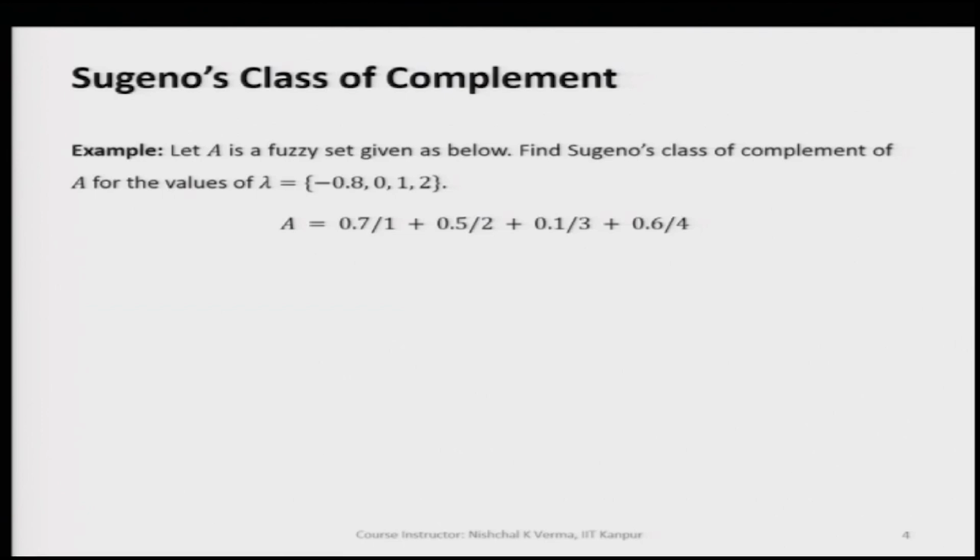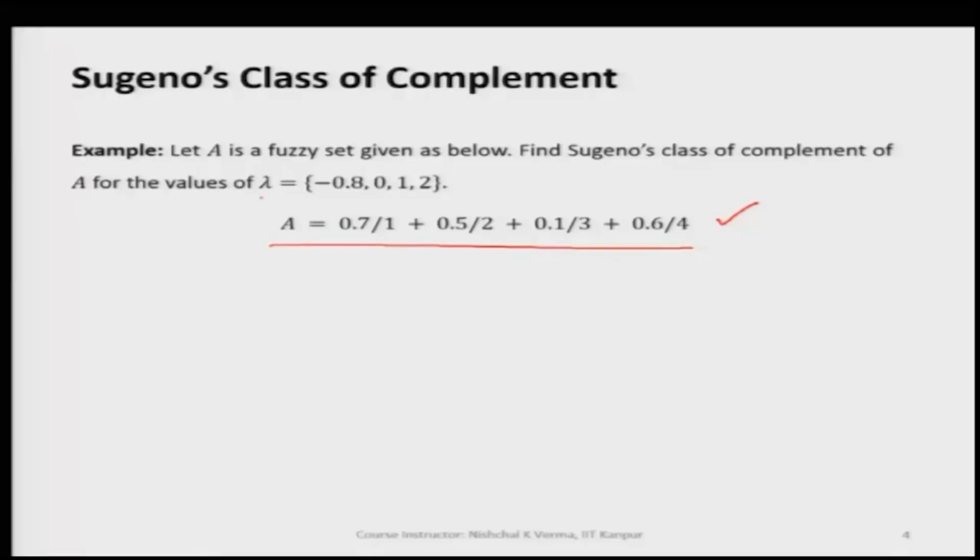Here we have an example where we have a discrete fuzzy set A as 0.7/1 plus 0.5/2 plus 0.1/3 plus 0.6/4. So, we have this fuzzy set and we need to find Sugeno's class of complement of this fuzzy set for the values which are listed here. The values of lambda are minus 0.8, 0, 1 and 2.